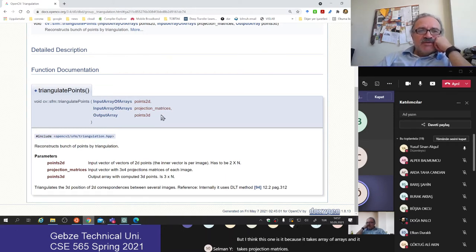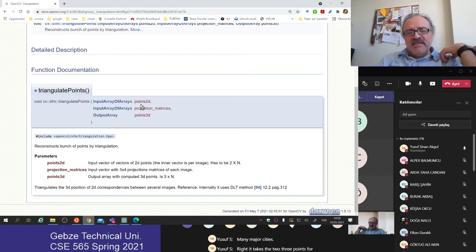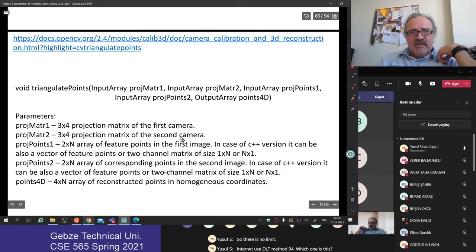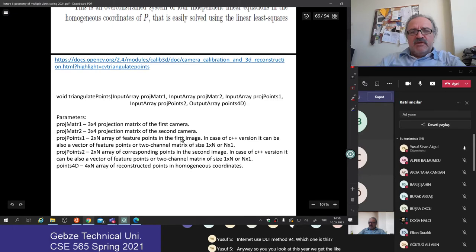Oh, okay. So there's a new one, I didn't see this one. So it takes many matrices, right? It takes the 2 points for each matrix, and it outputs these. So there is no limit. It uses the DLT method. Anyway, you look at the documentation later. Okay, good. So we know it.